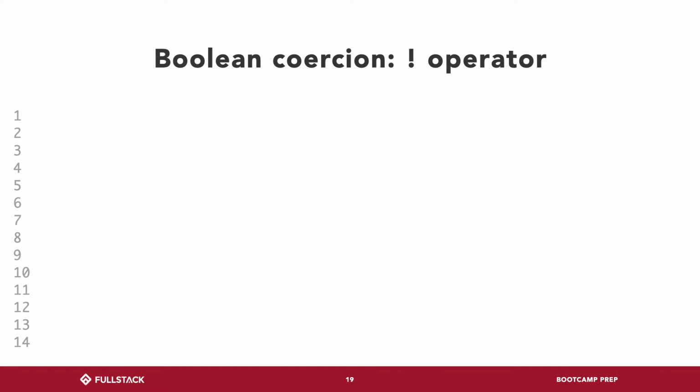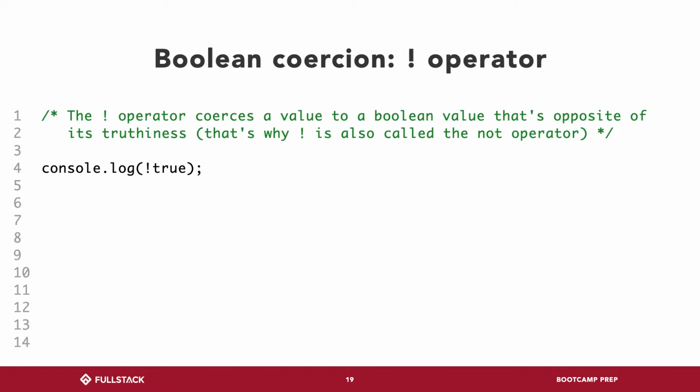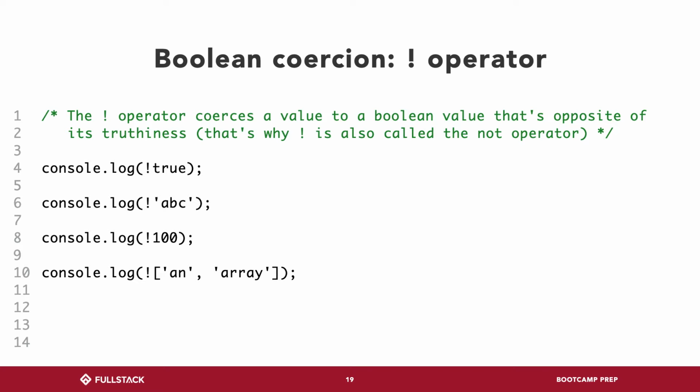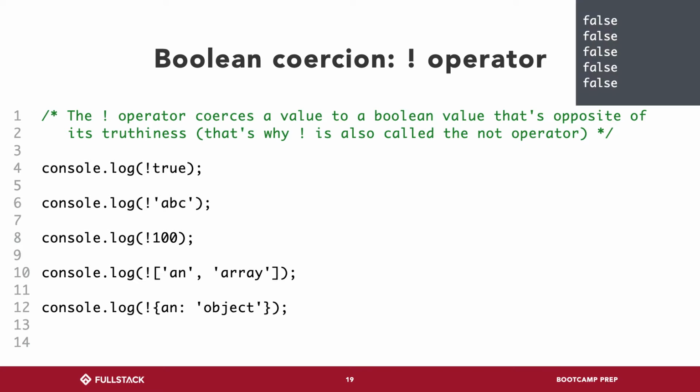Okay. So the bang operator coerces a value to a Boolean, and gives the opposite of its truthiness. So like I said, bang true, bang ABC, bang 100, bang this array, bang this object is all false. Some people call it the not operator. I just say bang. Bang this, bang that.